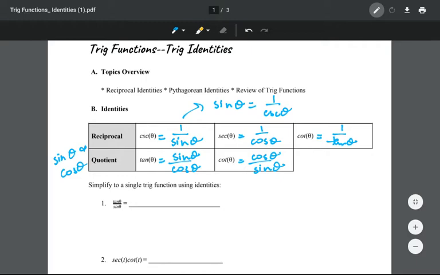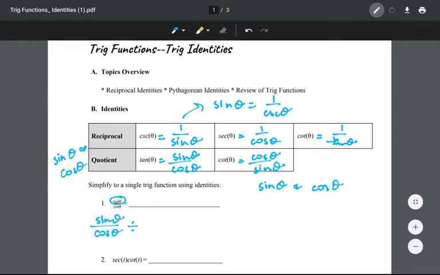One really great strategy is to write everything in terms of sines and cosines. Not always the way to go, but a really great way to start. And we're going to do that very thing with number 1. So number 1, I've got tan theta over sine. I'm going to rewrite tangent as the quotient sine theta over cosine theta.